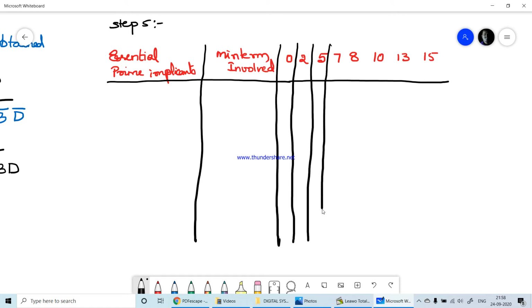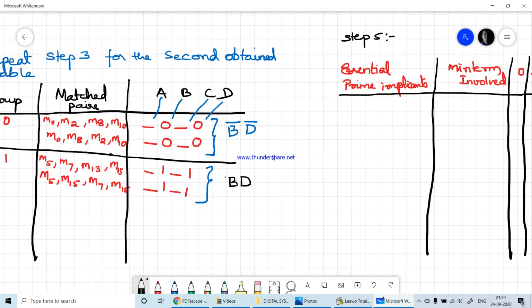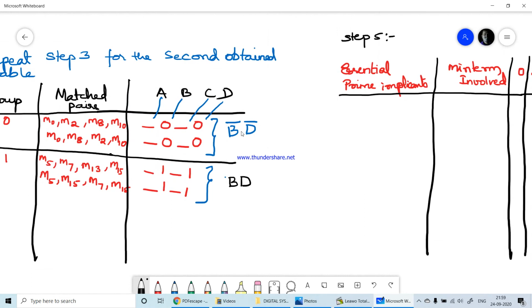So this table you should also construct when you are practicing while watching my video. See, through that you will also work with me so that you will gain complete knowledge on this problem. What were the essential prime implicants which we got at the end, which were not ticked here? One is B bar D bar and the other one is BD. Therefore, I'll write here B bar D bar and then I'll write BD.